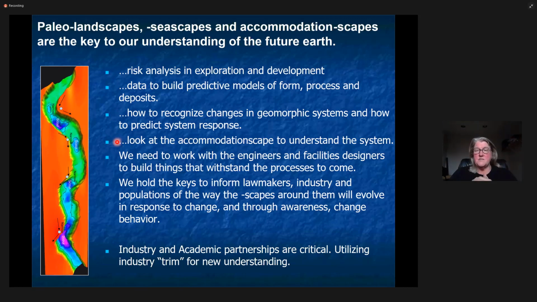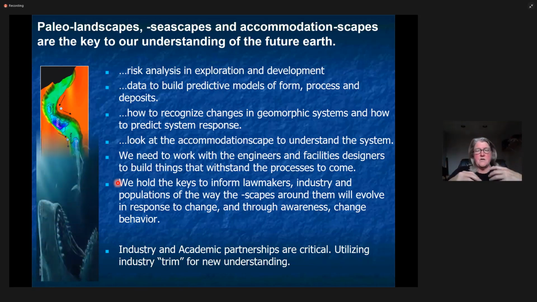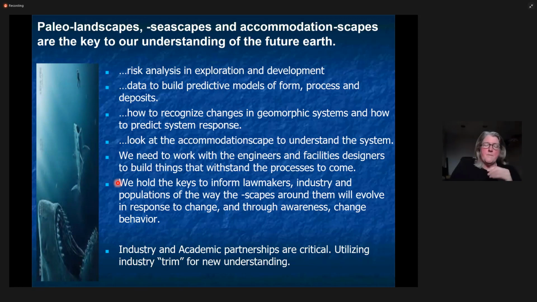We can look at the accommodation-scapes to understand the system, but we need to work with the engineers and facilities designers to build things that withstand the processes that are to come. We hold the keys to inform lawmakers, industry, and populations of the way the scapes around them will evolve in response to change, and through this awareness, change behavior and how we deal with that. And finally, industry and academic partnerships are critical to utilizing industry trim. Really, it's the trim from industry data, for a new understanding.